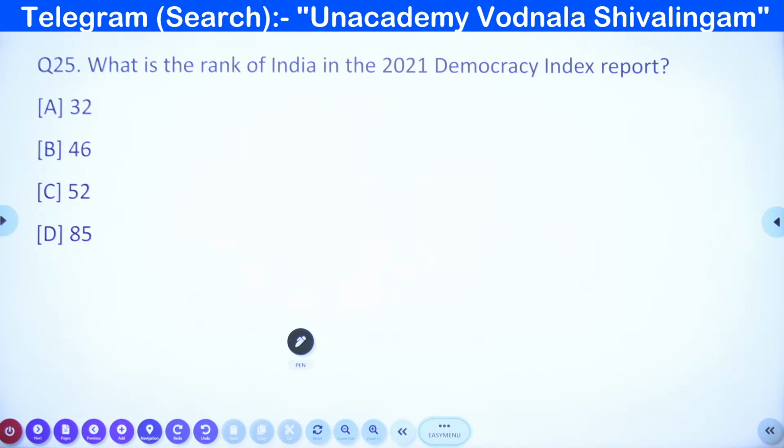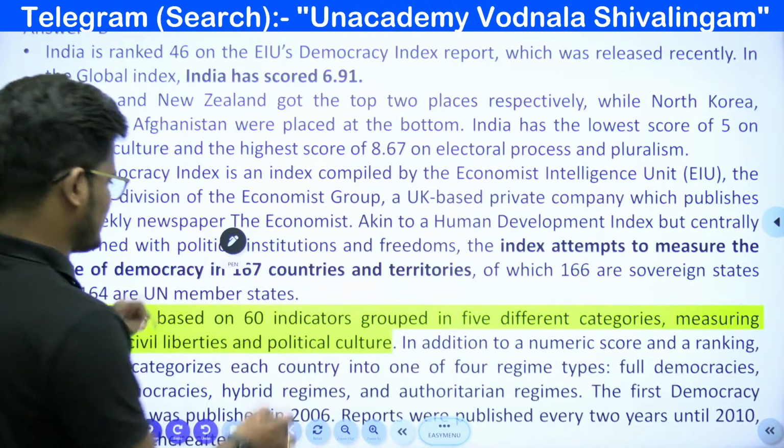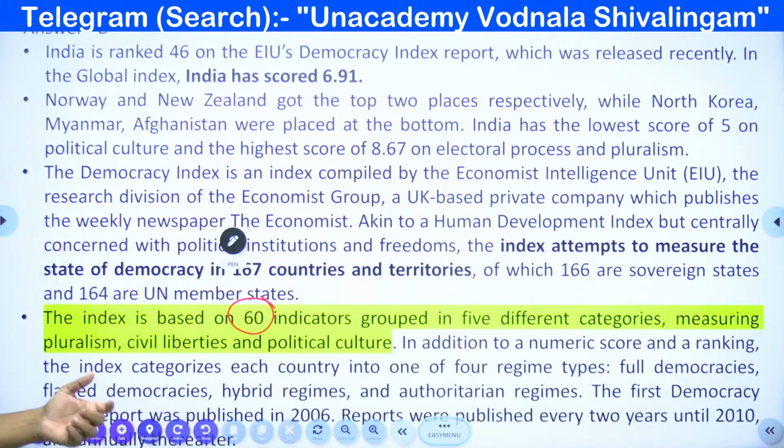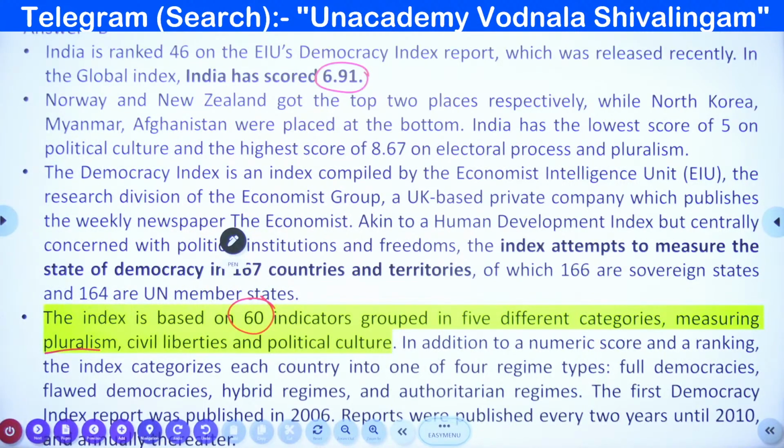Answer is B, 46 is the rank. In the Democracy Index report, India is standing at 46. The index is based on a total of 60 indicators, grouped into 5 categories, measuring pluralism, civil liberties and political culture. India scored 6.91. India is standing at 46th position as compared to other countries. Norway is number 1, New Zealand is number 2.